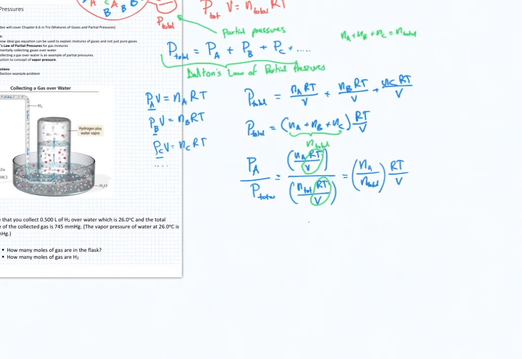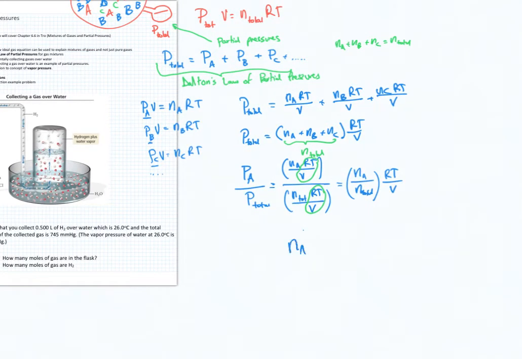So this introduces a new term, and the new term is this nA over N total. We call this the mole fraction, X sub A. So X sub A is the fraction due to the contribution of A. And we could write this for each individual gas. Gas B would be n sub B over N total. Gas C would be n sub C over N total. And remember, number of moles of A plus number of moles of B plus number of moles of C equals N total.